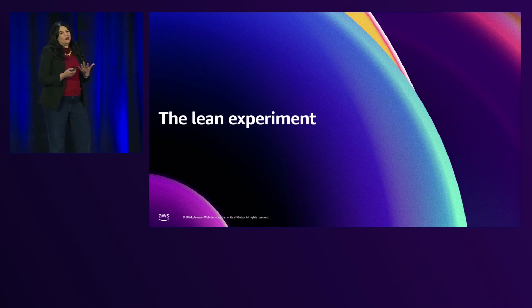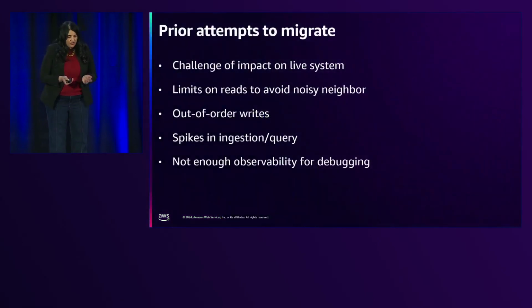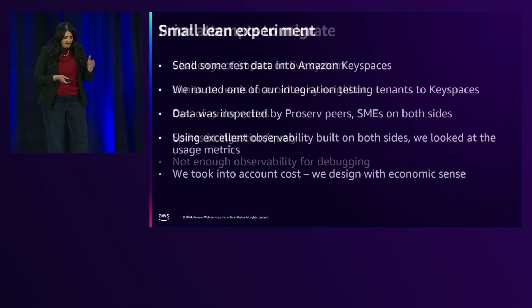So now going back to the how, and I'll keep going back to some lean terms. Lean is how we work. And we started with a small experiment. Lean calls for a small experiment every time you are transforming something. We had made some prior attempts to migrate. The challenge was because it was a live system, when we tried to access data and bring it out, the customers using it might see impact from some of that, might see latency, and we couldn't let that happen. So we started with a small experiment with Keyspaces.